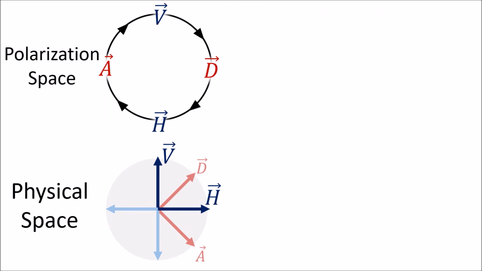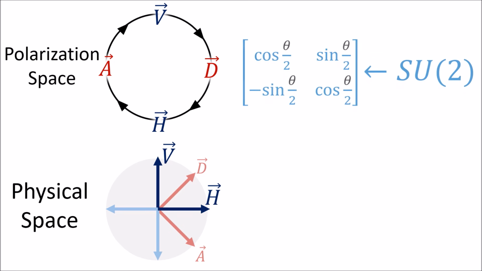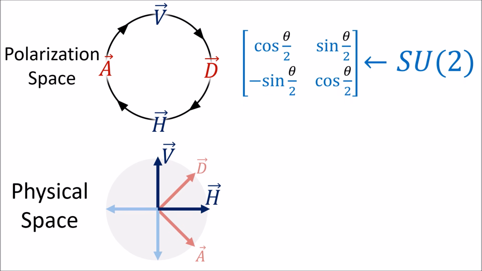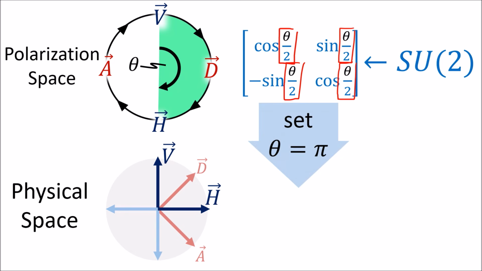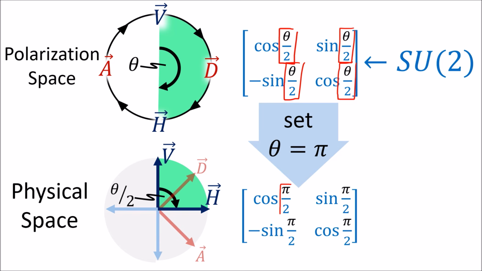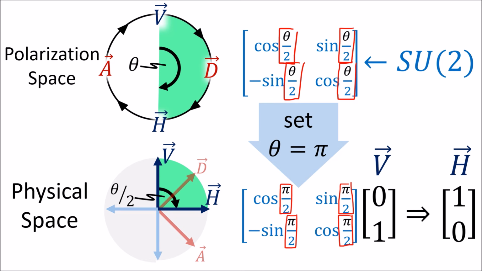For this reason, you will often see the SU2 matrices that are used to rotate Jones vectors written with half angles like this, because when we want to rotate by an angle of pi in polarization space, this corresponds to rotating our Jones vector components by an angle of pi over 2. This is how we get from the V polarization to the H polarization.